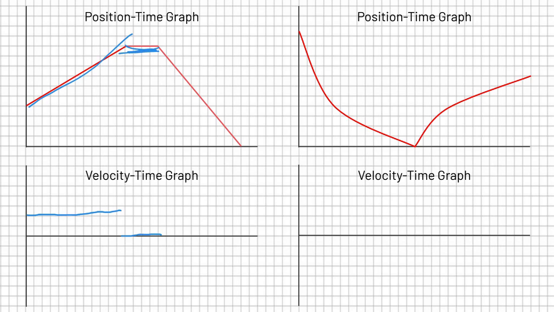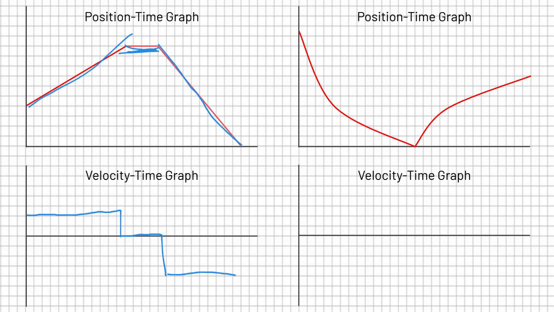And then the object is speeding up as it goes back to the origin in a negative direction. So we have a little bit faster velocity here. And then we can connect these parts here. So we have a constant velocity for the first part, zero velocity for the second part, and then a little bit higher negative velocity for the third part.